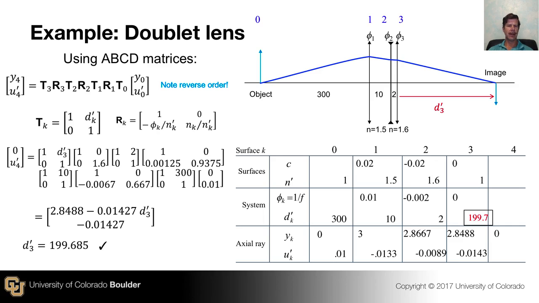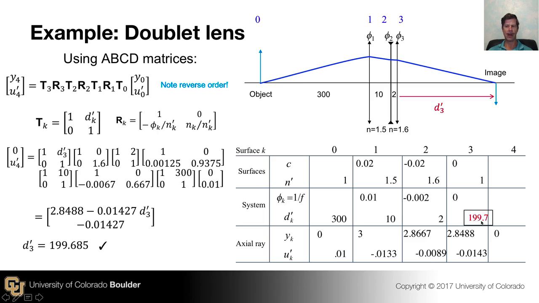Let's illustrate the use of these matrix techniques by doing an example that we just did with the tabular technique, particularly that doublet lens. So I have here the paraxial equivalent of the doublet lens we derived in that example. And remember, we found that by using this little table of surface curvatures and refractive indices to find the equivalent paraxial power of surfaces 1, 2, and 3. And we labeled all the distances that we knew, and we were trying to find the image distance.